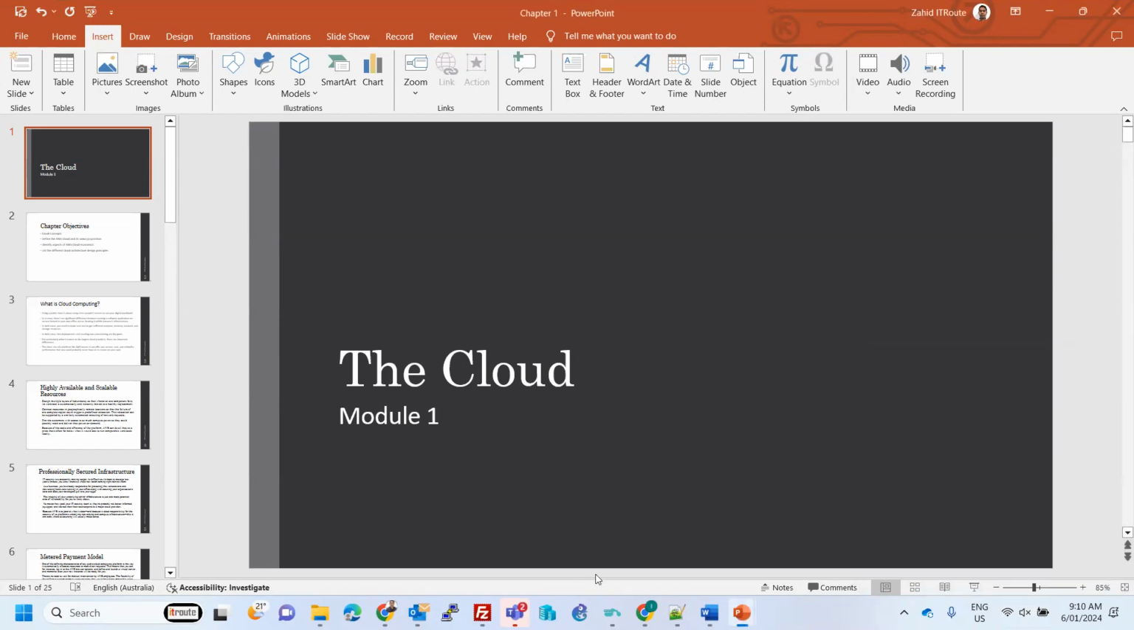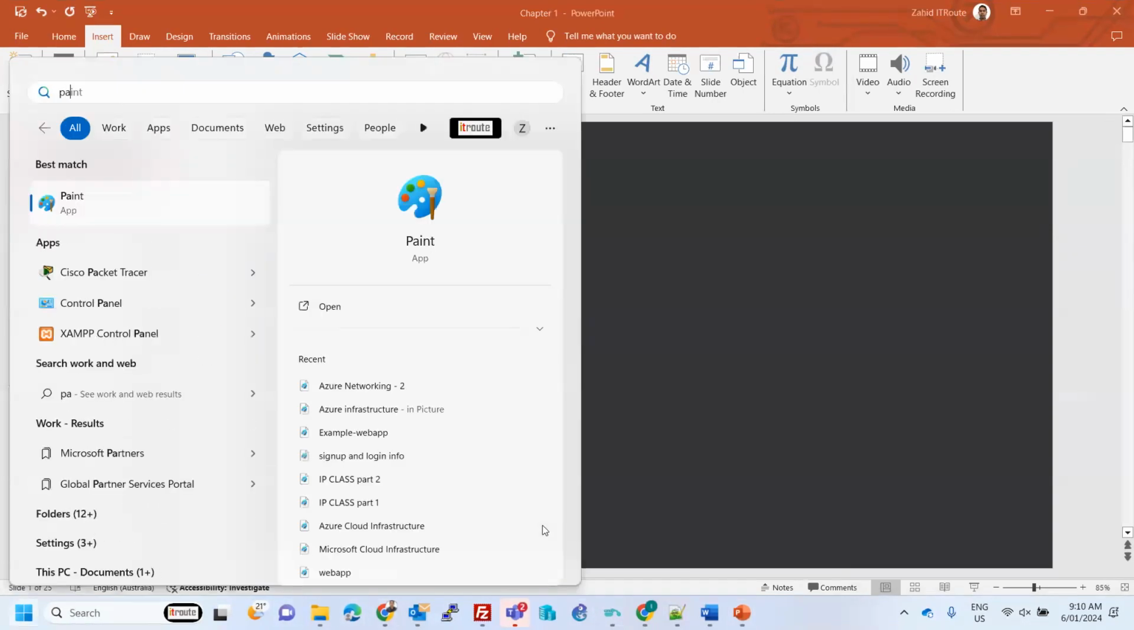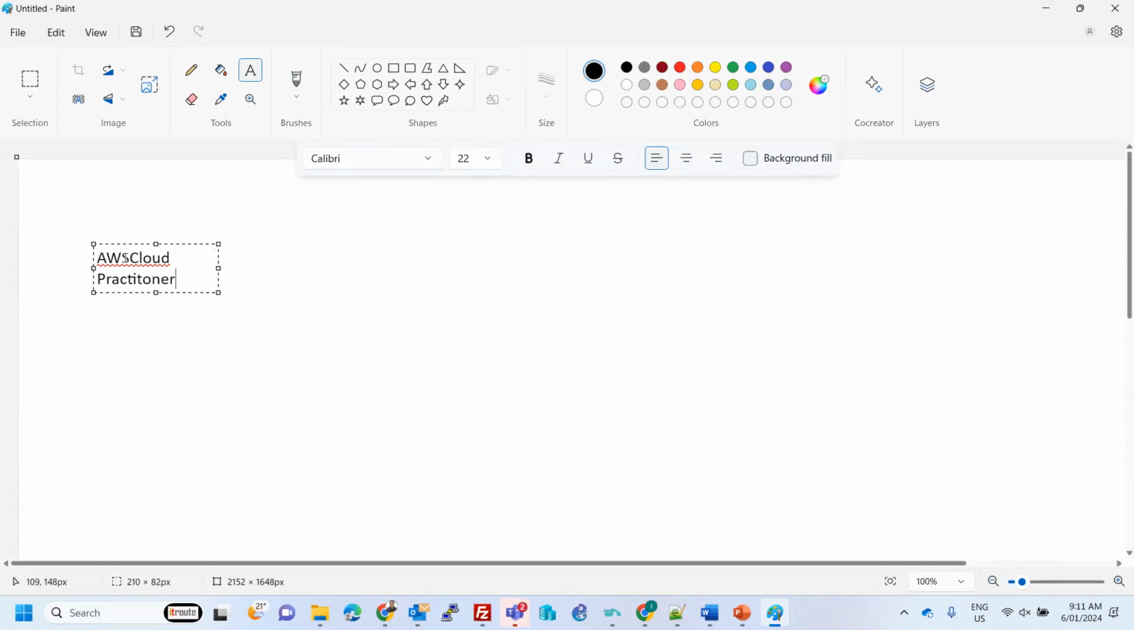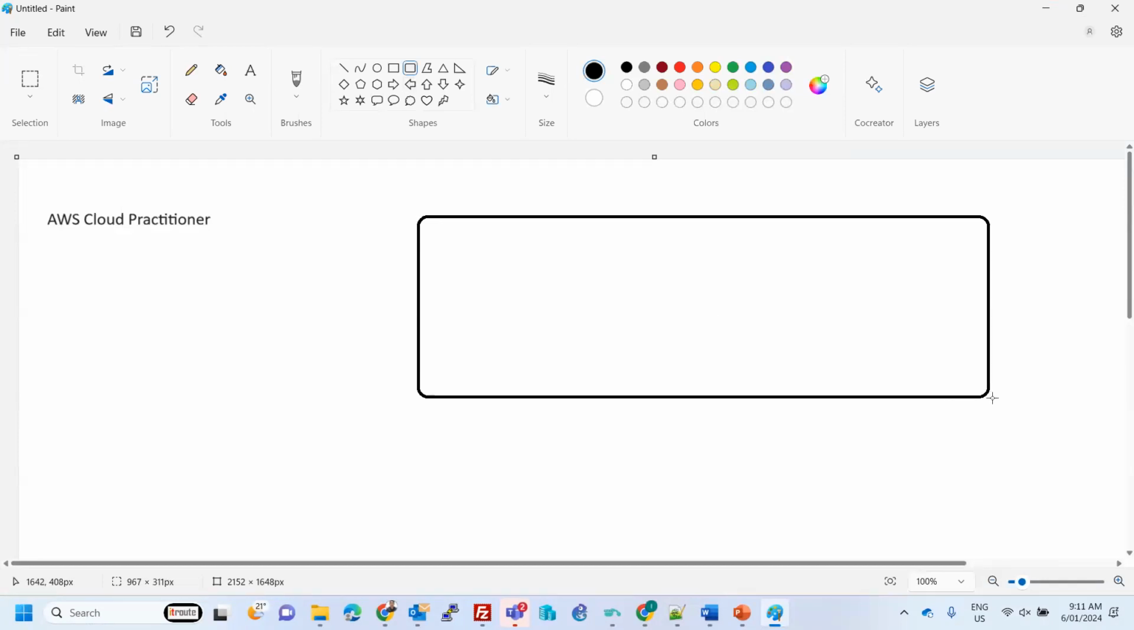So this course is about AWS Cloud Practitioner. AWS provides infrastructure as a service. Infrastructure as a service means, let's say, AWS has a cloud environment. In the cloud environment, we have, let's say, the cloud environment.